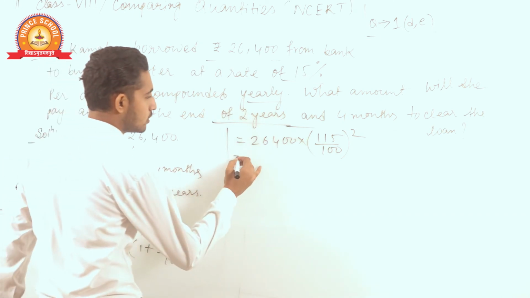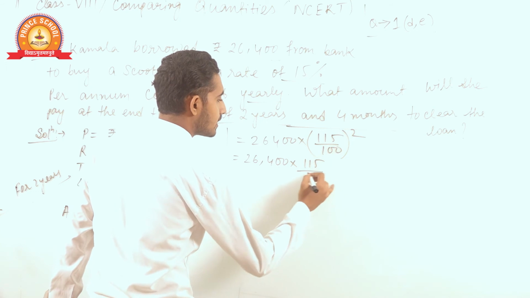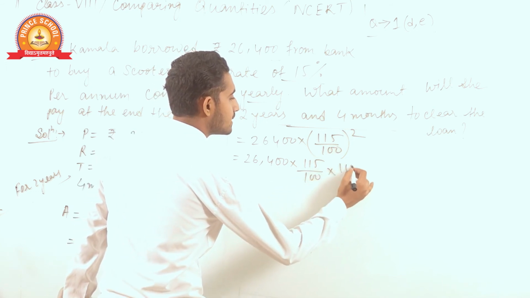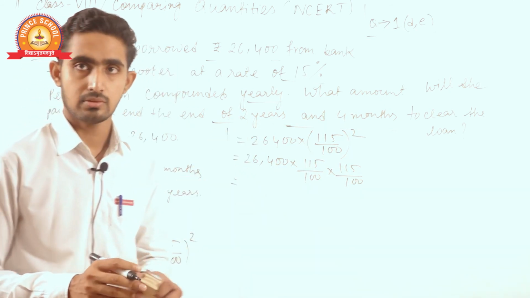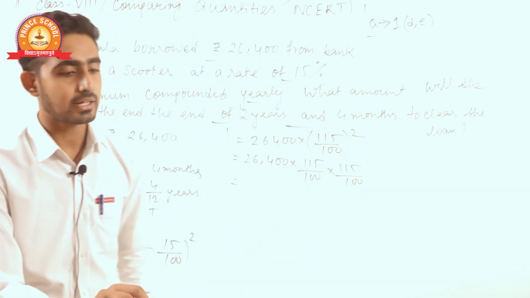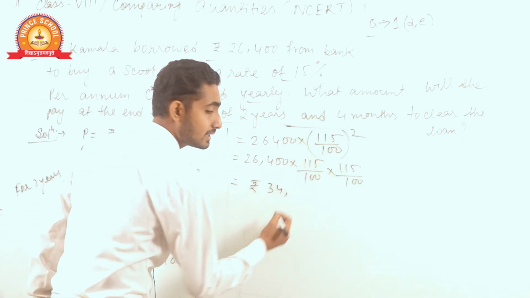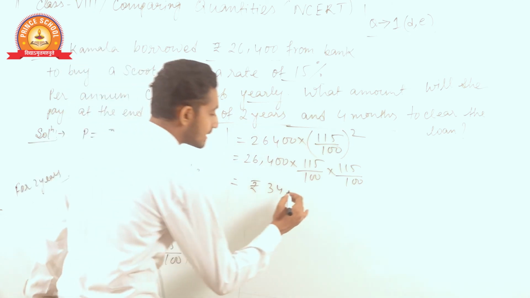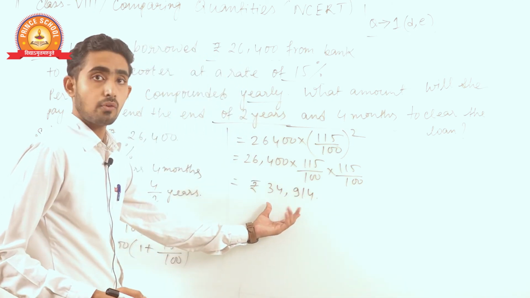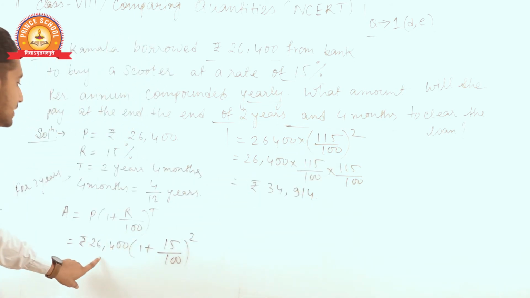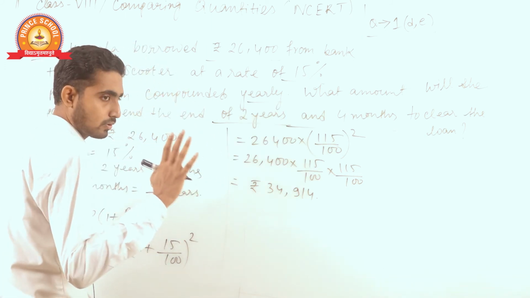Okay. Now 26,400 multiply by 115 upon 100 multiply by 115 upon 100. Now you can easily cancel out by 5. So if you cancel out, your answer will come how many? Rupees 34,914. So that is the answer for 2 years only. The amount for 2 years you have calculated. Okay, now we have to find out for 4 months, only for 4 months.